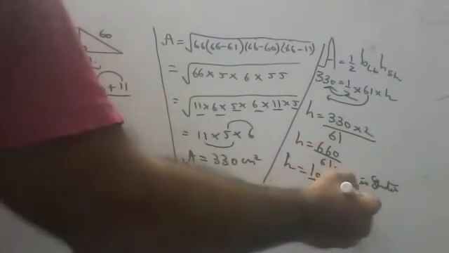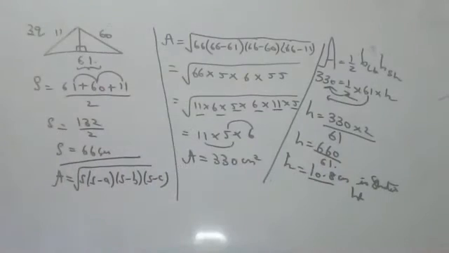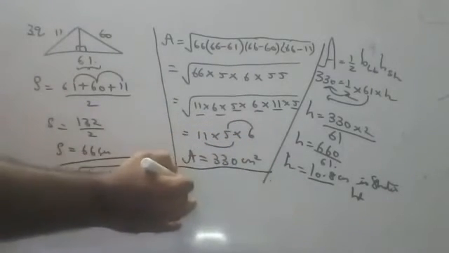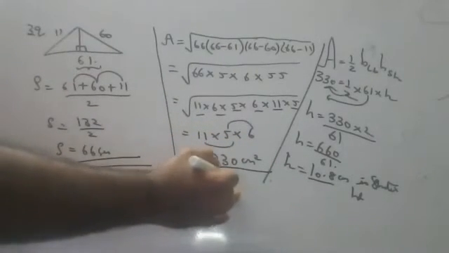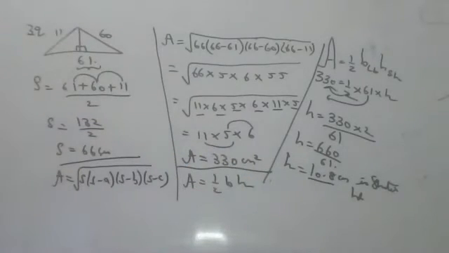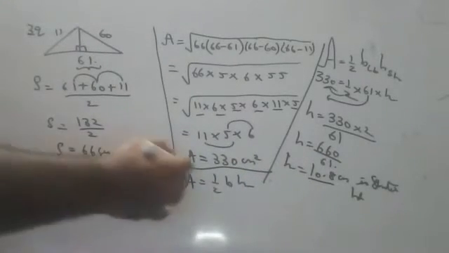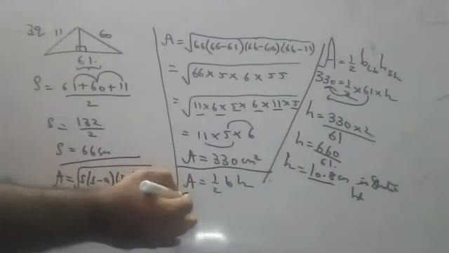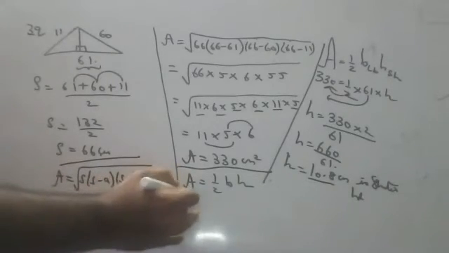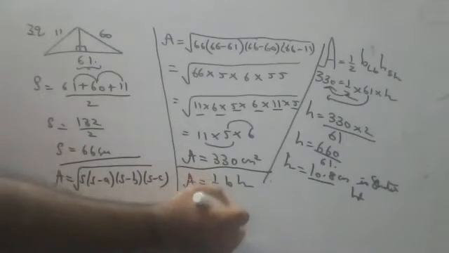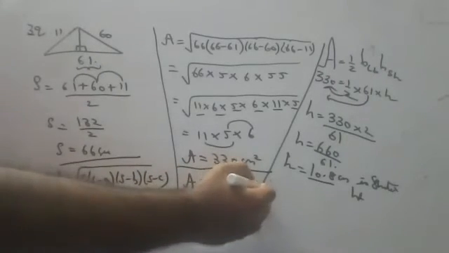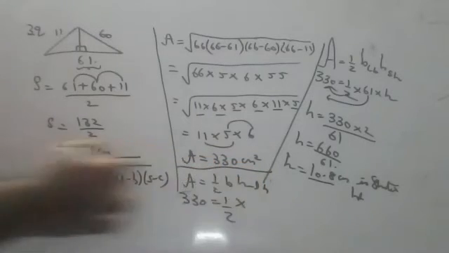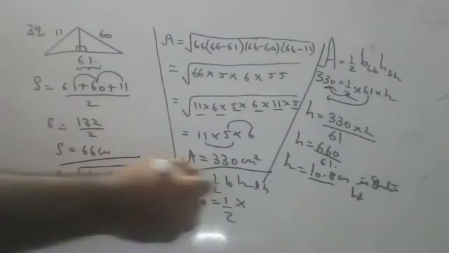Okay. Now suppose I want to find out the longest height. Okay, I will ask Ashrit. Ashrit, if you want to find out the longest height, what will you do? Sir, we have to take shortest base. Okay, can you please tell me substitution? Area is equal to how much? Sir, 330. Very good, fantastic. 330 is equal to half into, longest height means shortest side. Shortest side is 11. You understood now?